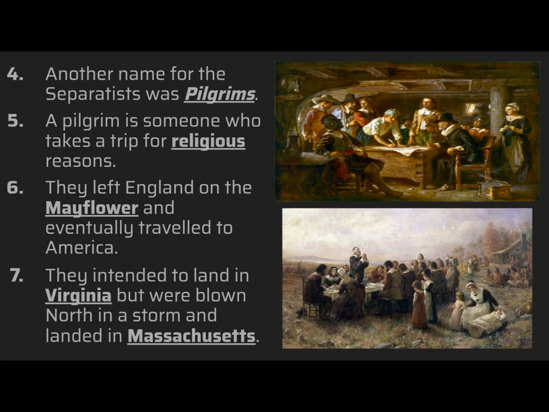It's a very long journey. They do lose people along the way, and it's men, women, and children on this journey. They tried to land in Virginia, but like I mentioned, it was a very difficult journey and there were storms over the Atlantic. They were actually blown north into Massachusetts.